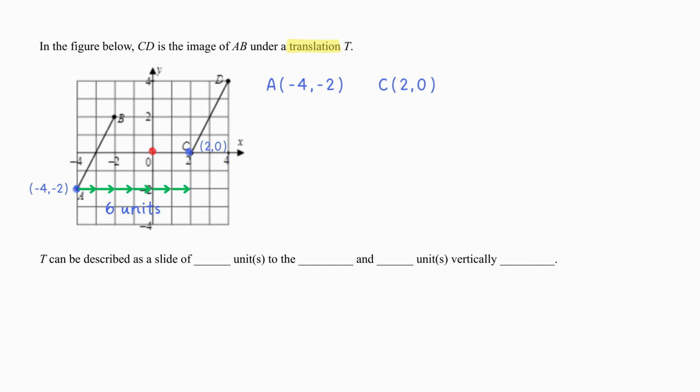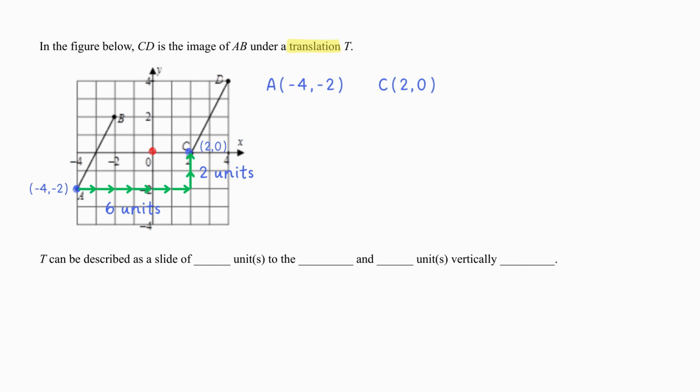Now we calculate the vertical slide, or how many steps did we take on the y-axis to get from -2 to 0. Start at -2, and let's count up: -1, 0. That is a total of 2 units. Since we moved from a negative number toward a higher number, that's a slide up.